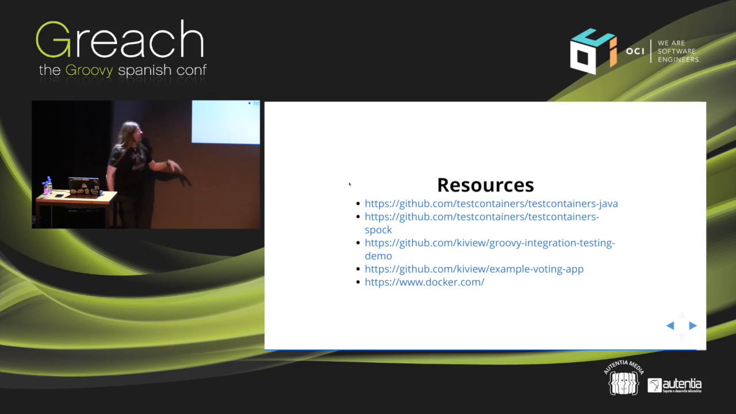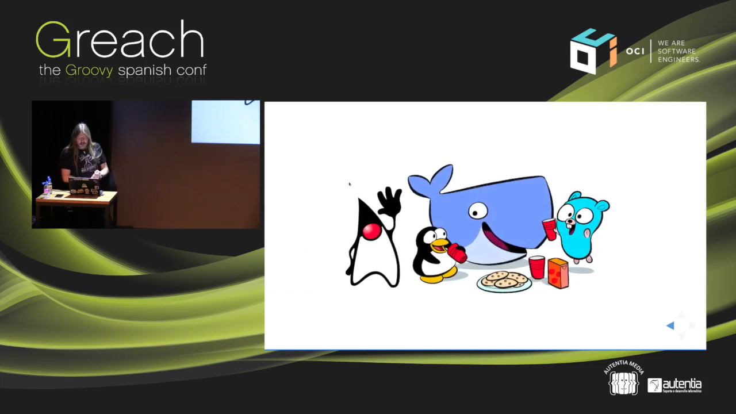Okay, resources. I'll also publish this presentation online. I'll tweet it, and there you have the GitHub repositories from Testcontainers Java, Testcontainers Spock, the both example projects I've shown you, and of course, if you start using Docker, there's a lot of official documentation on Docker. And yeah, that's basically it. So I think we see Docker and the Java community and ecosystem work well together. Thanks for your attention. I hope I could inspire you, give you some ideas about integration testing, and thank you.